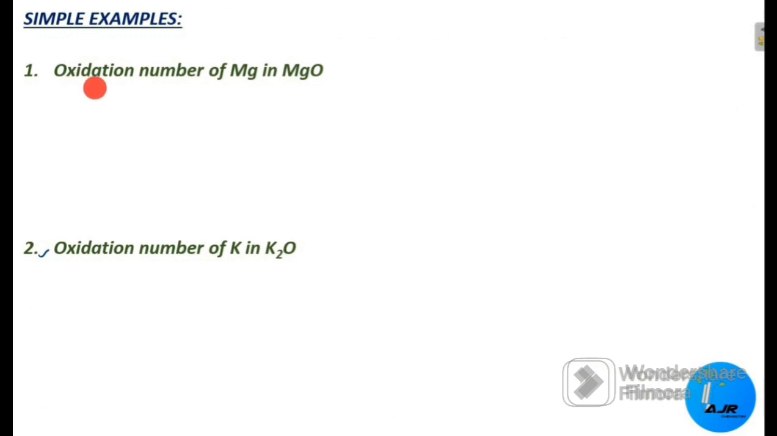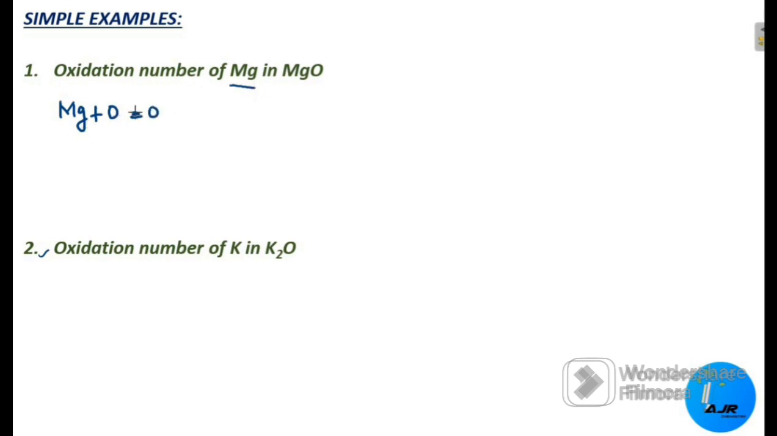First one is find out the oxidation number of Mg in MgO. See, they are asking you to calculate the oxidation number of Mg in MgO, okay? So, this is the simplest one. So, let me write like this, Mg plus O is equal to 0. It's a neutral compound, is it not?